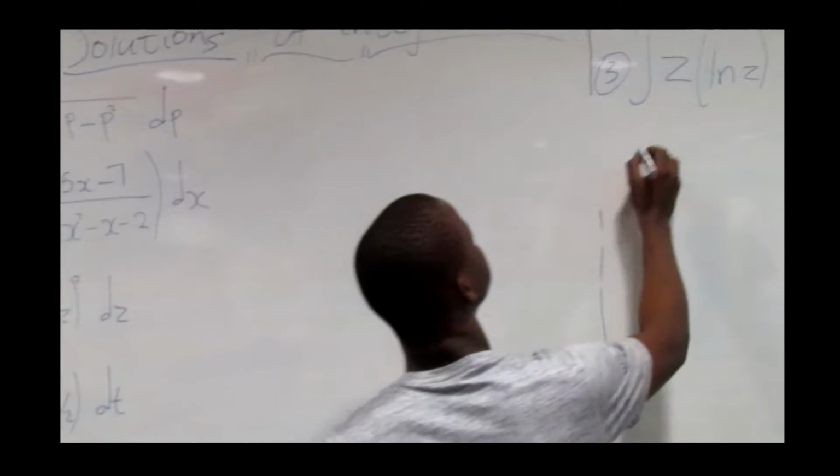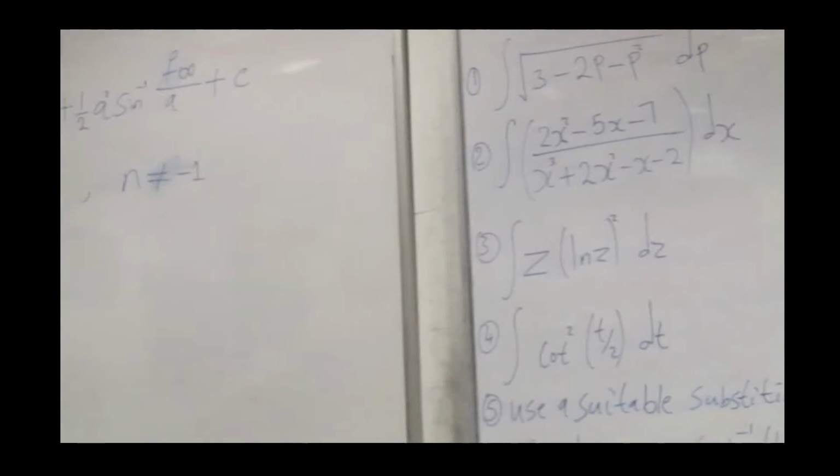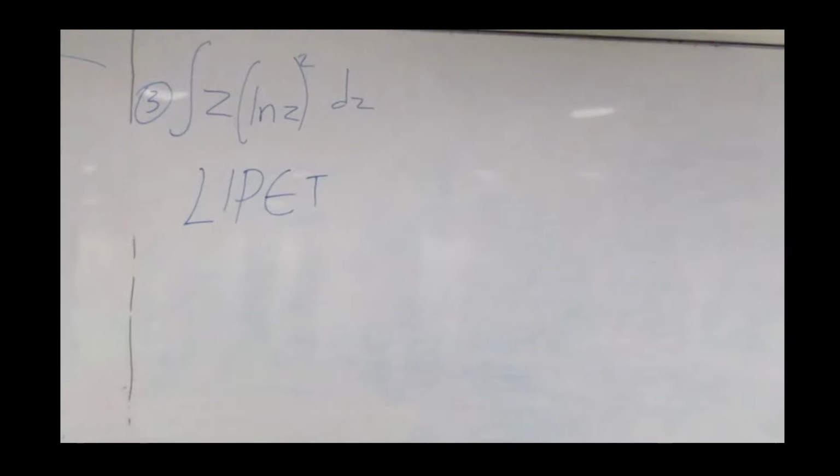By parts we are going to use this formula: the integral of u dv is equal to uv minus the integral of v du. And when we are using this formula, we need to use a certain condition before we can arrive at it. The first condition is called LIATE. When you are integrating by parts, you always use this law.